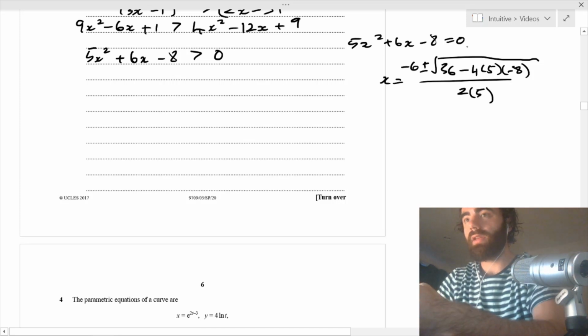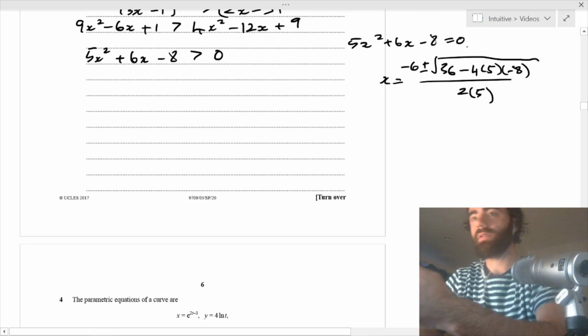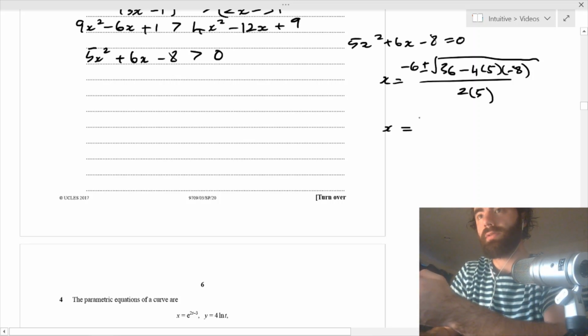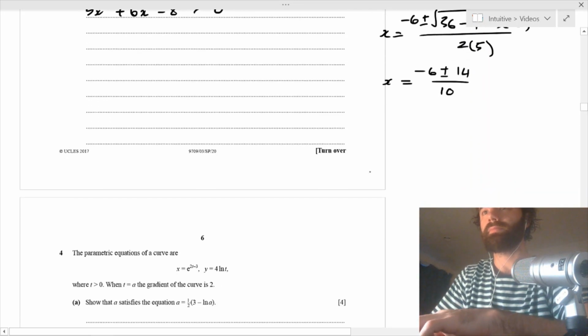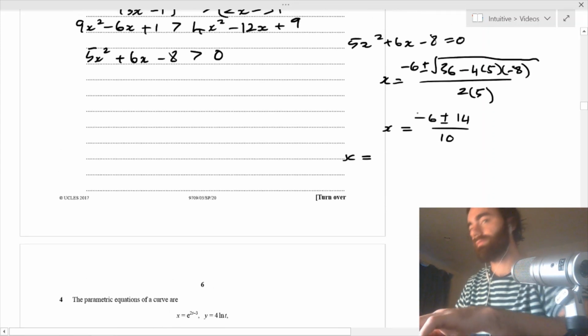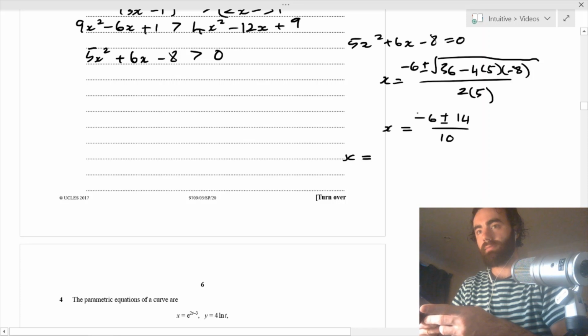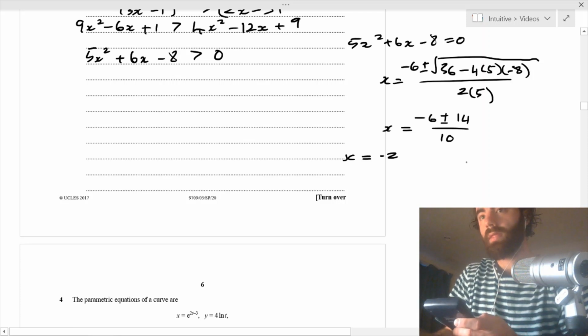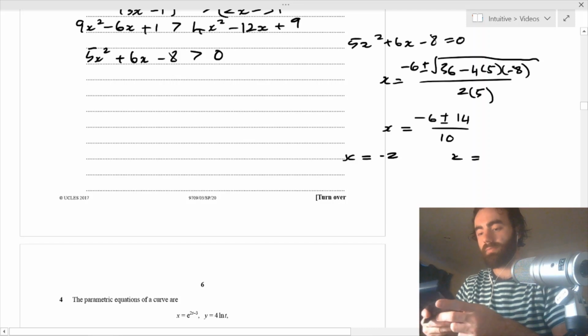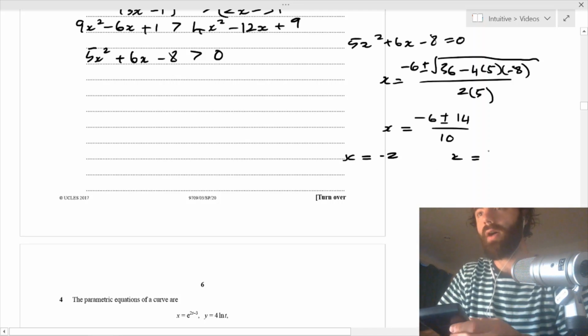You get your calculator out. And you get the square root of 196, so 14. So you get x equals minus 6 plus or minus 14 over 10. So we're going to get two solutions here. So we'll get x equals minus 6 minus 14 over 10, so this is going to be minus 2, and x equals minus 6 plus 14 divided by 10, which is 4 over 5.